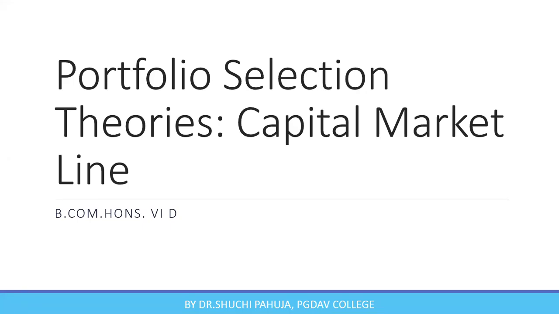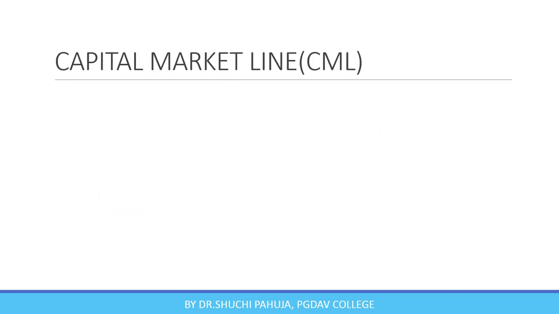Good morning, students. Today we are doing capital market line. This is part of portfolio selection theories. Basically, this is an extension of the HM model. In the last PPT, we did the Harry Markowitz model. Capital market line is only an extension of the Harry Markowitz model.